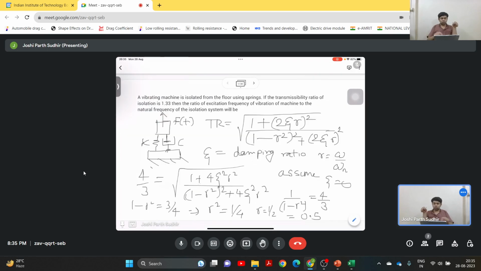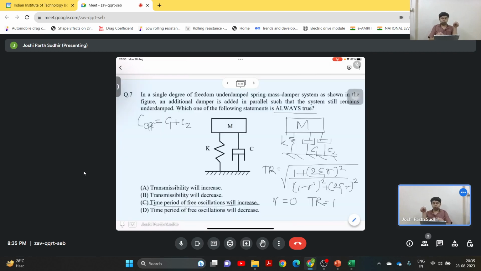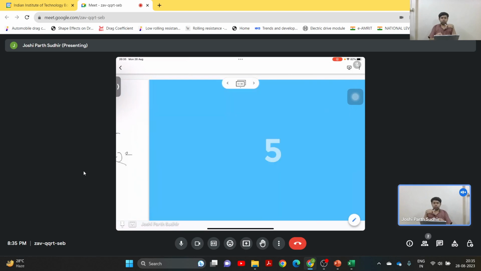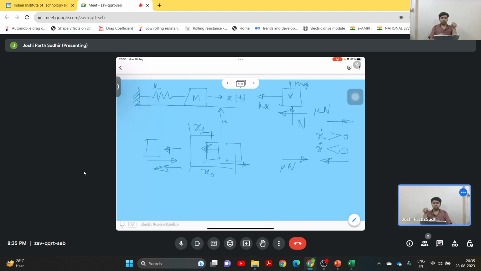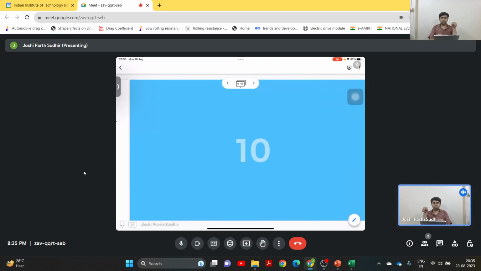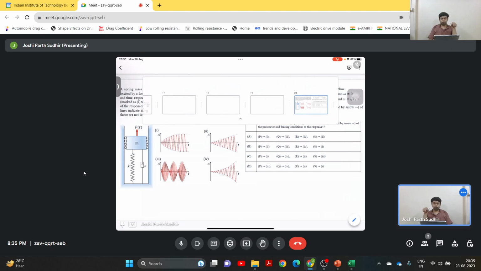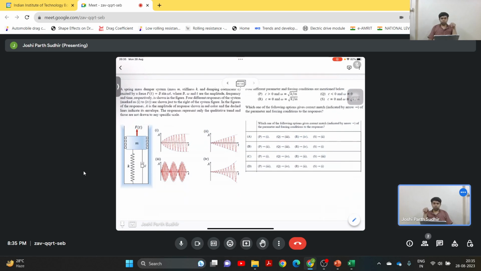So let us look at some other examples which were left from the earlier week. These were the examples I had related to vibration measurement instruments for this week. So let us look at some other questions. Let us look at this question, which appeared in one of the GATE exams.